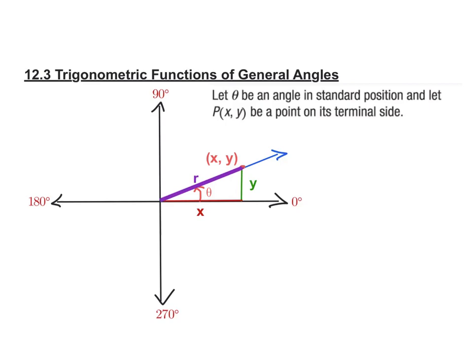So for example, the sine of theta is opposite over hypotenuse. The opposite is y, the hypotenuse is r. What's the cosine going to be of theta? X over r. The adjacent side over the hypotenuse. So what's the tangent going to be? Tangent of theta is opposite over adjacent, which in this case is y over x.